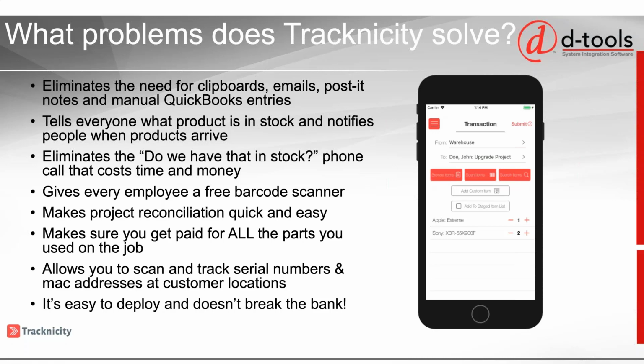Tracknicity tells everyone what product is in stock and also notifies people when product arrives. So instead of the technician calling the warehouse person and saying, hey, do we have this in stock? And the warehouse person goes back and checks, and next thing you know, 3 people have touched it and they've been on hold for 5 minutes. They can quickly pull up their phone, check the inventory, check that inventory out to a specific job, have that hit QuickBooks, really saves time, energy around that. Gives every employee a free barcode scanner, as I mentioned. So again, any iOS, Android device that has a camera can be transformed automatically into a barcode scanner.